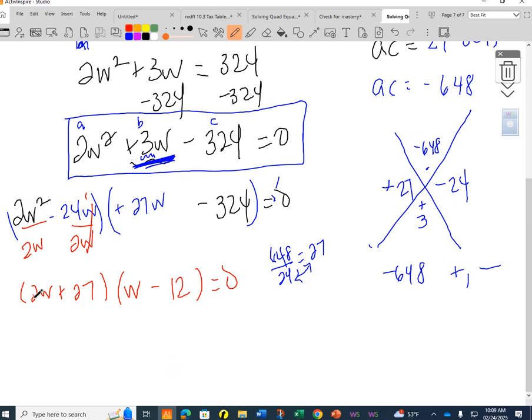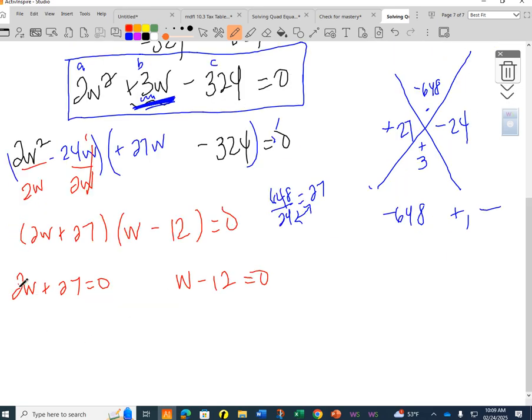So now we have our factors, and now we're at the easy part, right? Two factors, and set them each equal to 0. 2 times W plus 27 equals 0. What's the first step to solve this equation? Do we undo multiplying or adding first? What should I do first to solve this equation, Naya?